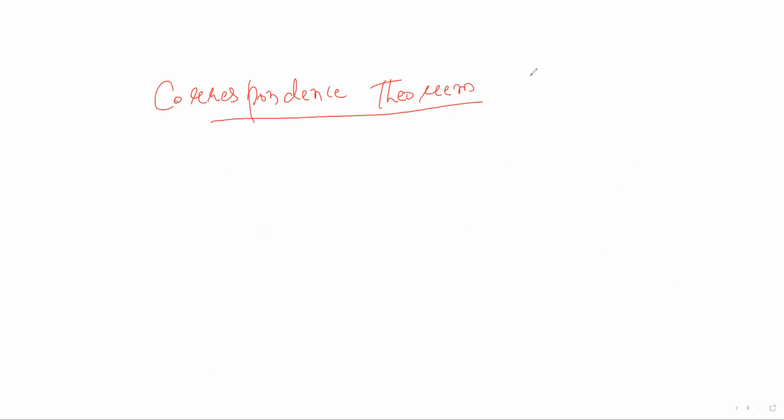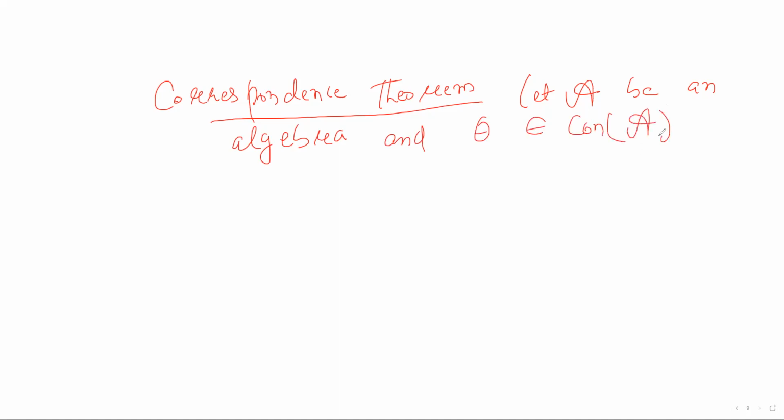So let A be an algebra, and theta is any congruence on A. Theta belongs to the lattice of congruences on A. Also let Q from this algebra A to the quotient algebra A mod theta be the canonical homomorphism, or the natural homomorphism.